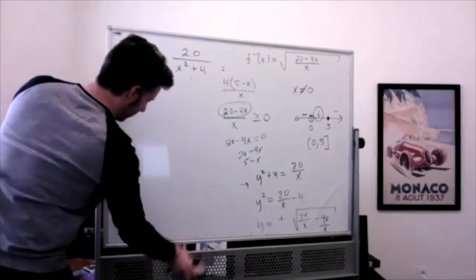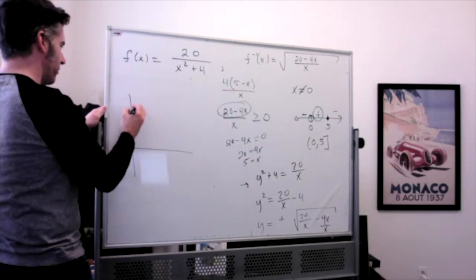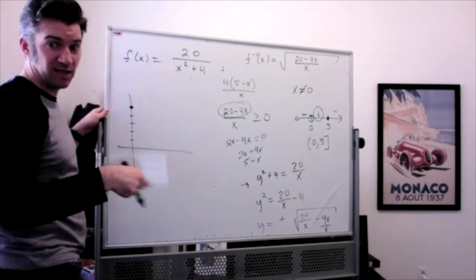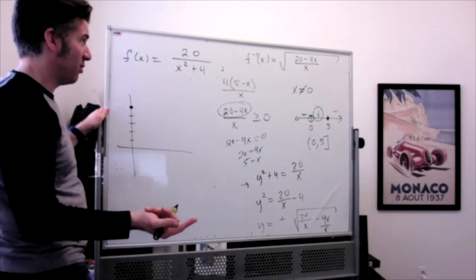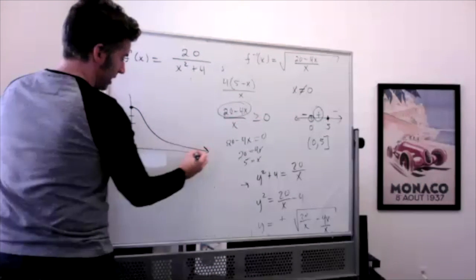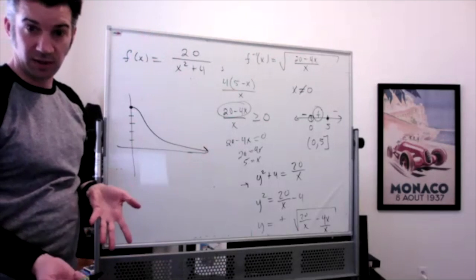If you remember, the graph of that thing looked like this. It had a y-intercept of 5. When x is 0, 20 over 4 is 5. And then when the x values get bigger, the y values get smaller. But they never get as small as 0, right? This can never equal 0, but you can get really, really close to 0.